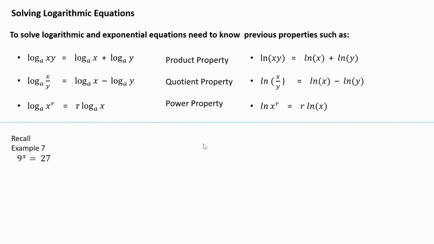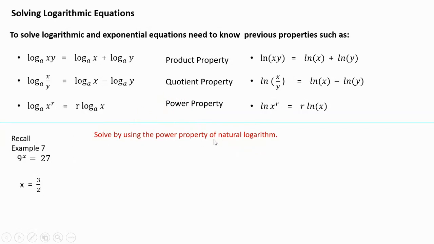Hey guys, recall example number 7, where it stated 9 to the x power equals 27, right? Remember, we had to try to find the same base. Well, by using the ln property, you'll be able to do it without finding the same base. Remember, the answer was 3/2.